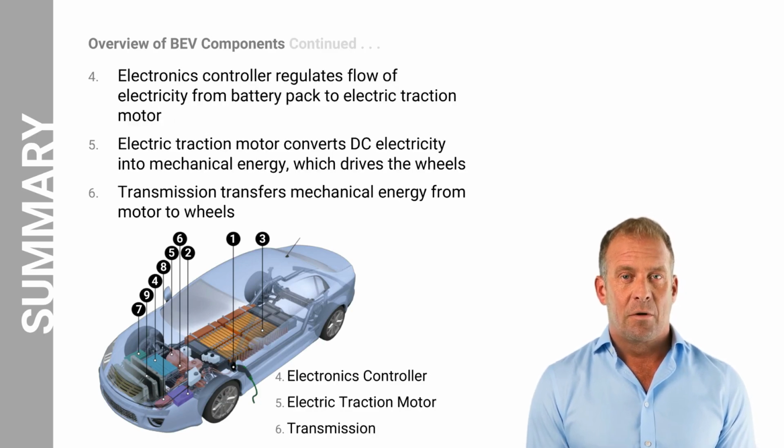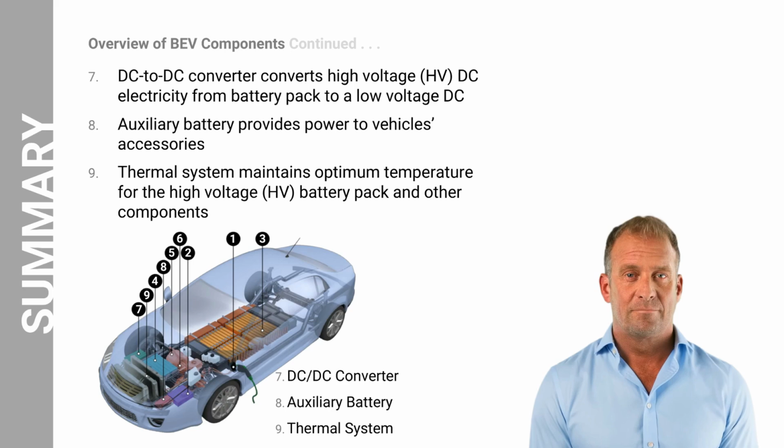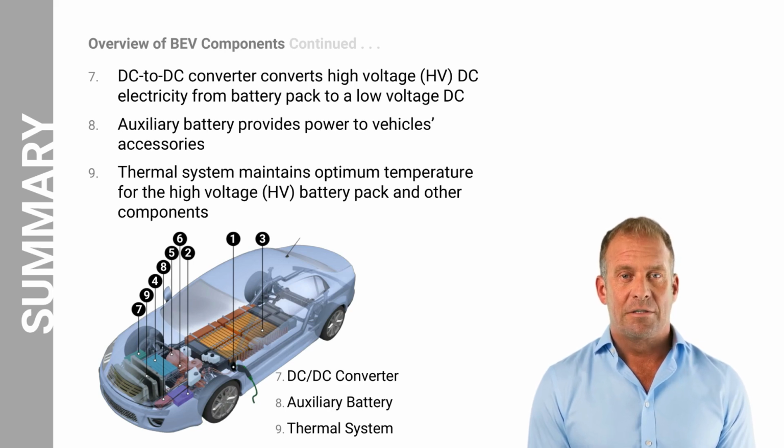The electronics controller manages the flow and distribution of electrical power within the vehicle, ensuring efficient operation of the electric motor and other components. The electric traction motor is the heart of the BEV, utilizing power from the high-voltage battery pack to drive the vehicle's wheels, providing the necessary propulsion. The transmission transfers power from the electric traction motor to the wheels, enabling efficient transfer of torque for the vehicle's movement. The DC to DC converter converts the high-voltage DC power from the high-voltage battery to the low-voltage DC power required for the auxiliary systems and for charging the 12-volt battery.